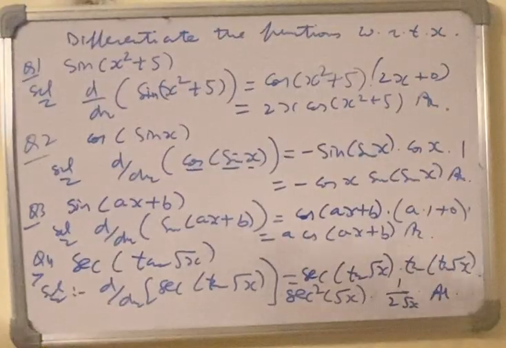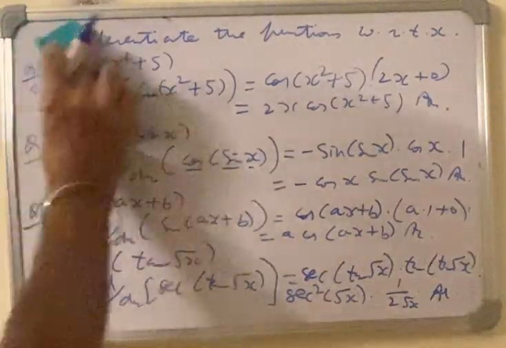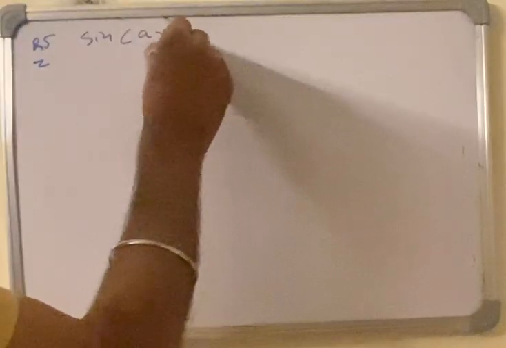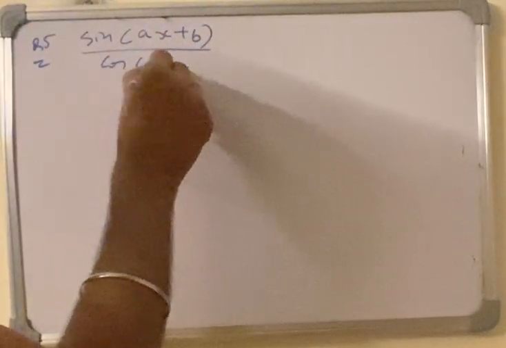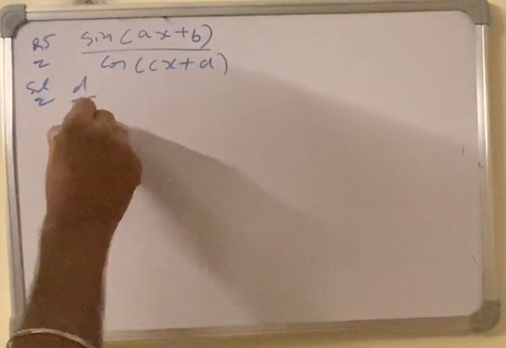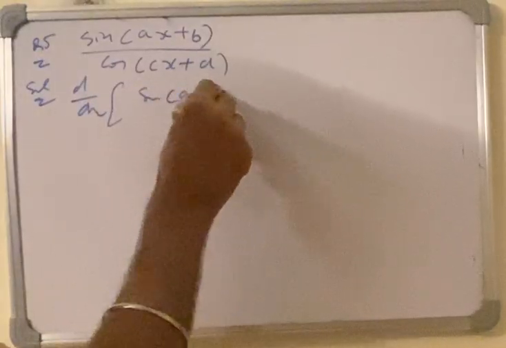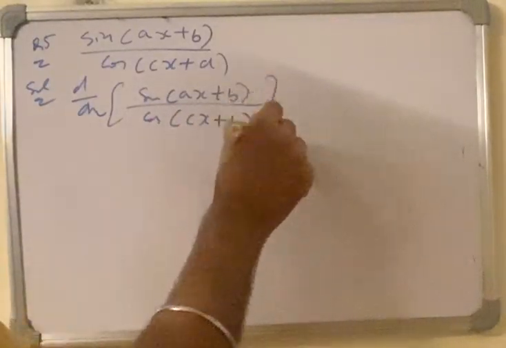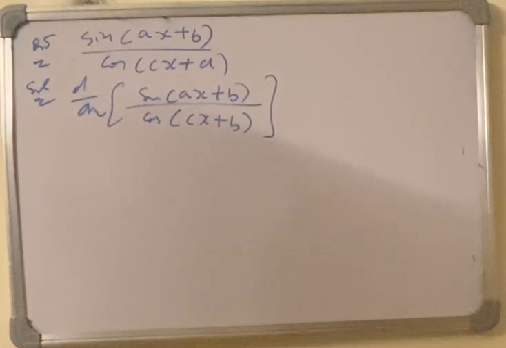Next, fifth question. Sin of ax plus b over cos of cx plus d. Solution: d by dx of sin of ax plus b over cos of cx plus d. Now we shall apply quotient rule.